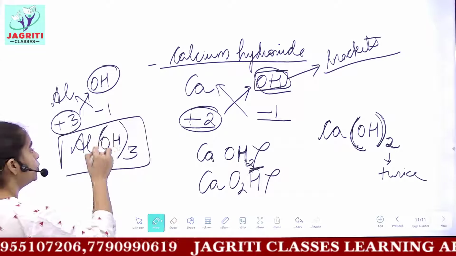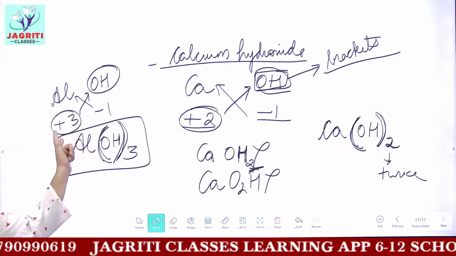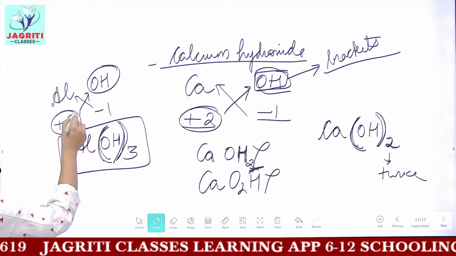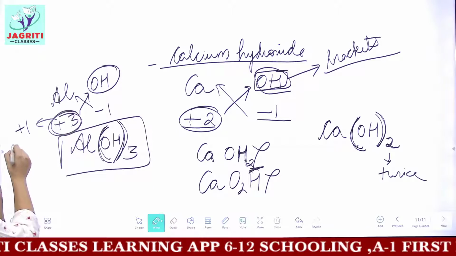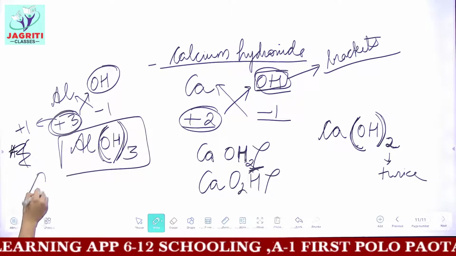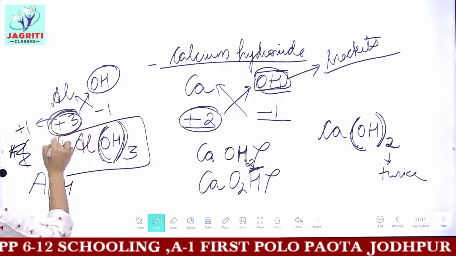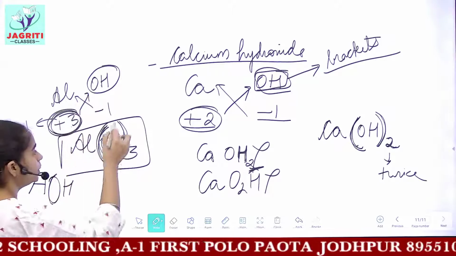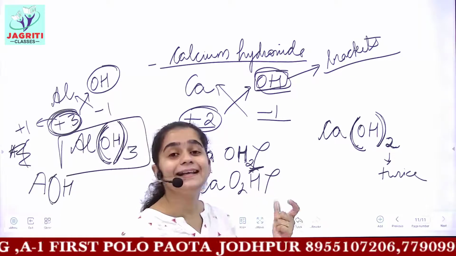Always remember to put your polyatomic ions in brackets if you have to multiply by any number. If there is one only, like here if you had +1, then you could write Al and no need to put your brackets. You could write Al, then OH. But if you have to write any number with a polyatomic ion, you have to enclose them in brackets. So this was the concept of writing chemical formula.